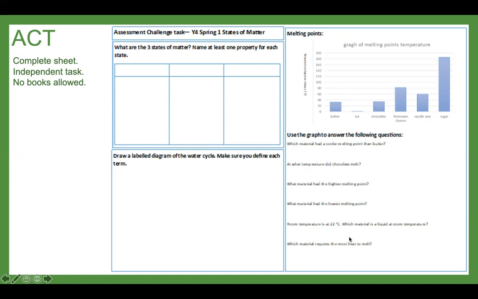After that, you're going to look at the graph of melting point temperatures and answer the following questions. Which material had a cooler melting point than butter? At what temperature did chocolate melt? What material had the highest melting point? What material had the lowest melting point? Room temperature is 22 degrees. Which material is a liquid at room temperature? And the final question, which material requires the most heat to melt?